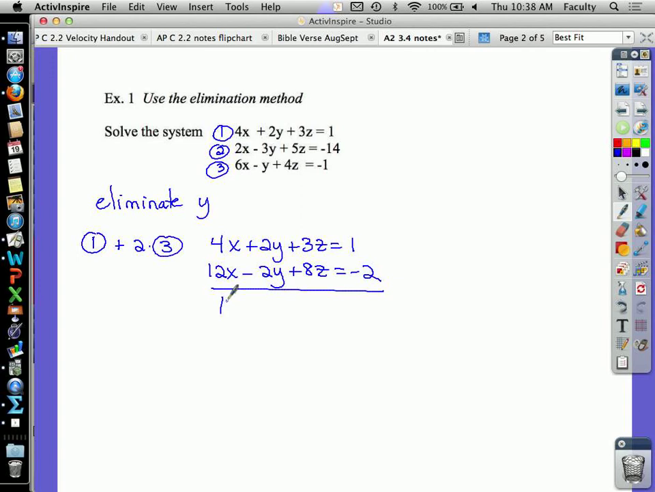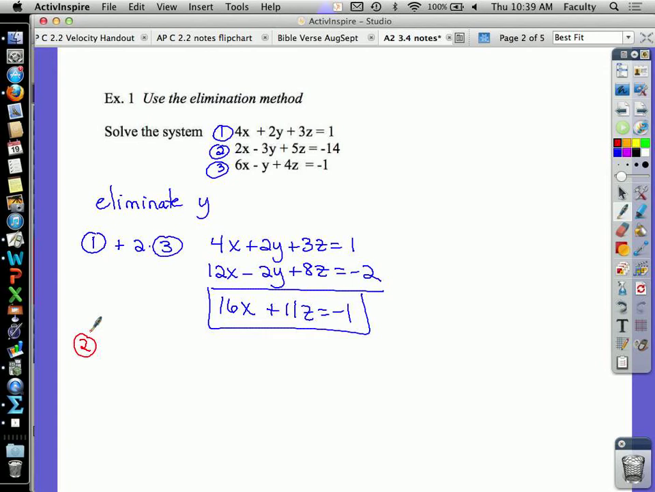Alright, now we're going to add the 2 equations together, and I get 16x plus 11z equals negative 1. I want you to put a box around it, because as we move through these, you're going to understand better. So just trust me for now. Now, we need to get rid of y, but we can't combine equation 1 and 3. You need to do 2 with 3. So I'm going to take equation 2, and then what would you have to multiply equation 3 by?